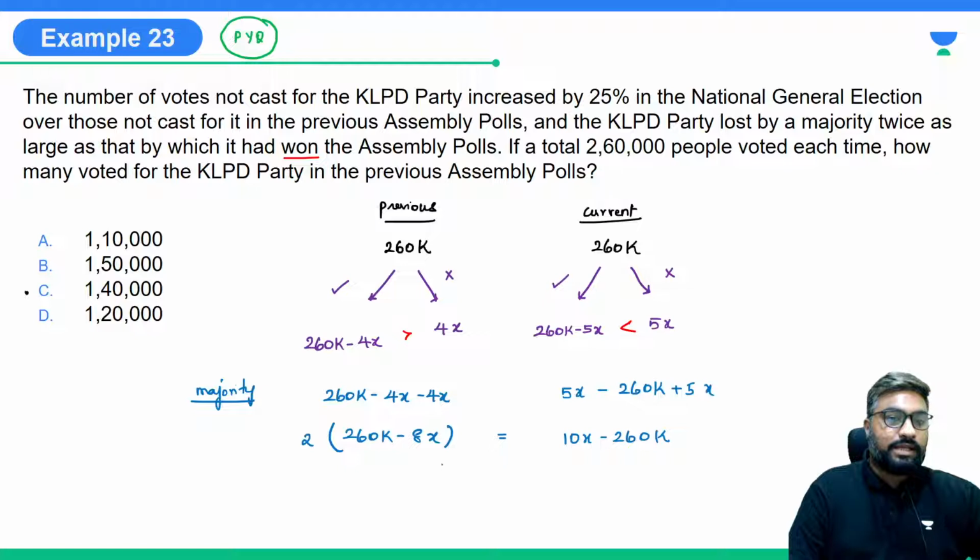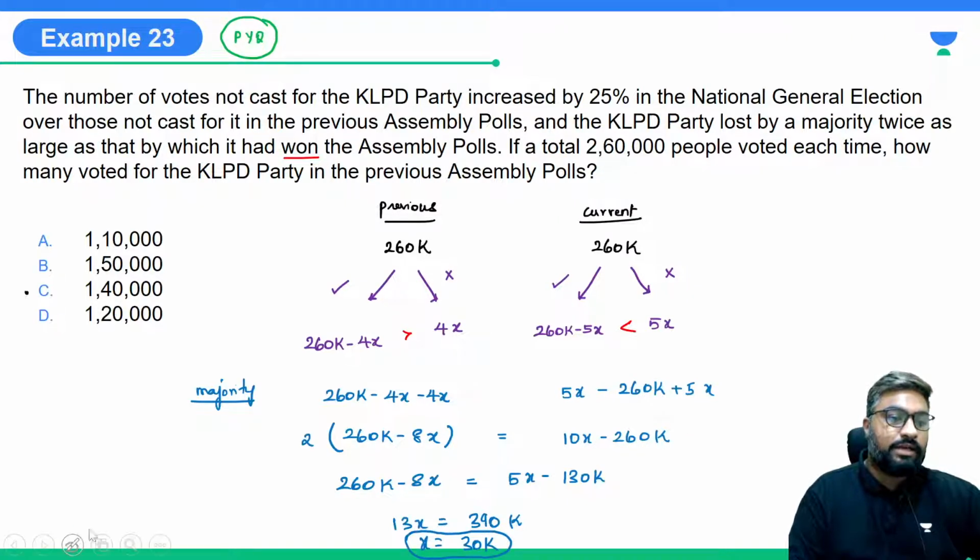Our aim is to find out x. Ultimately, we can get the number of people in any of these cases. Okay. So what will we get? We can cancel 2 with this. Yes. So 260k minus 8x will be equal to 5x minus half of 260, that is 130k. Yes, bring 8x here, it becomes 13x, and bring 130k here, this becomes 390k. Agreed? So x is 30k.